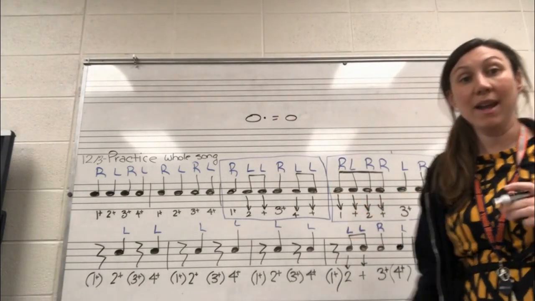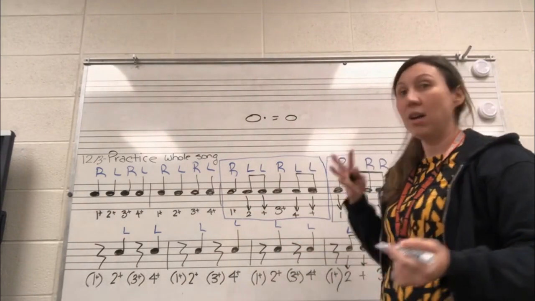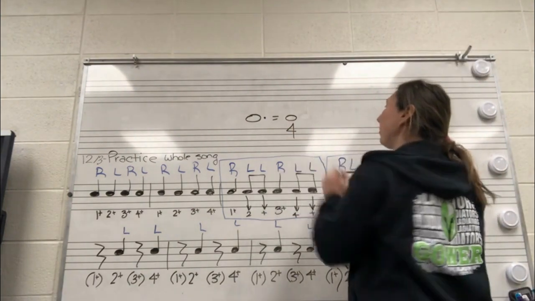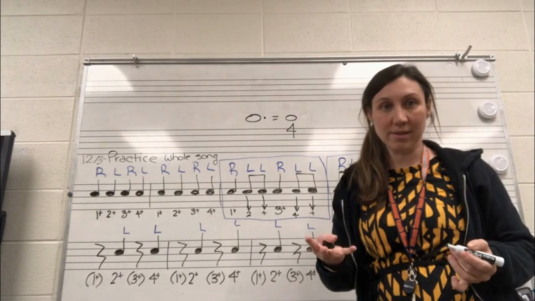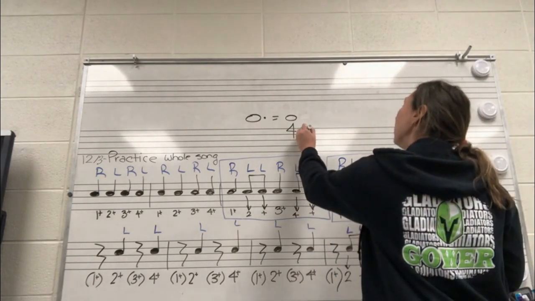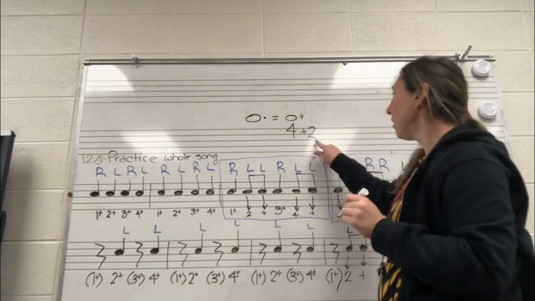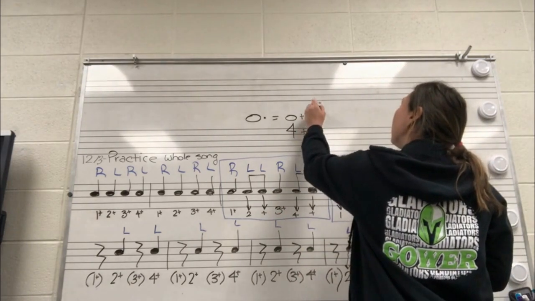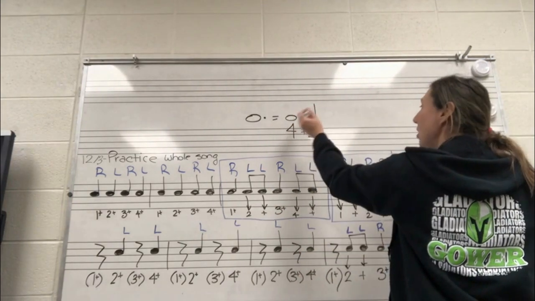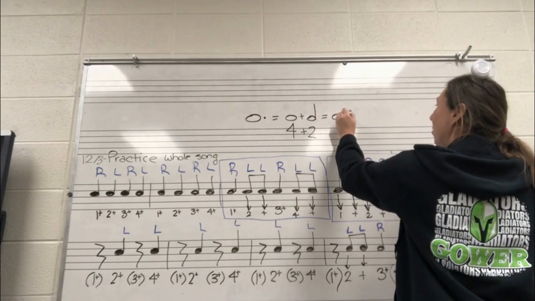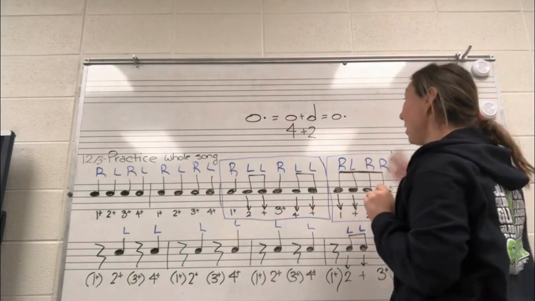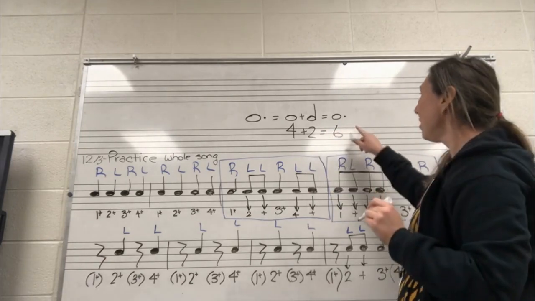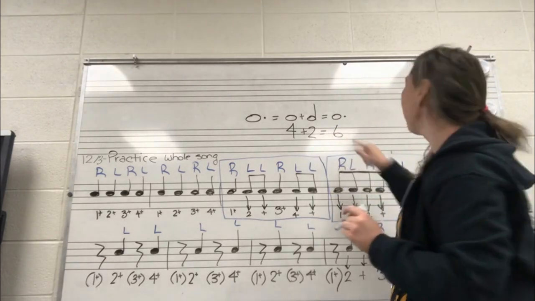So we have to figure out what half of a whole is. So how many beats does a whole note get? Gets 4. So now we have to figure out what half of 4 is. So half of 4 would be 2. What note gets 2 beats? The half note. So a whole note plus a half note is going to equal a dotted whole note. 4 plus 2 is going to equal 6. So a dotted whole note is going to get 6 beats.